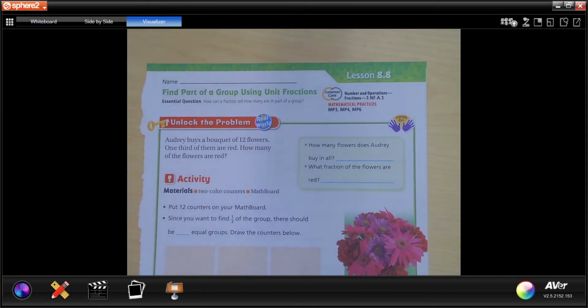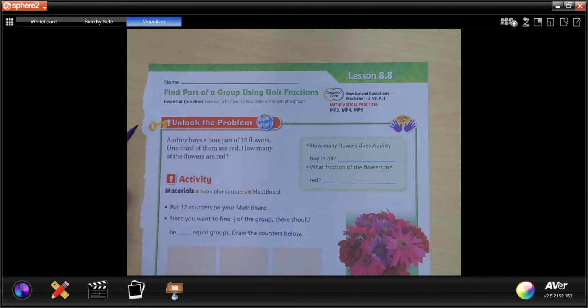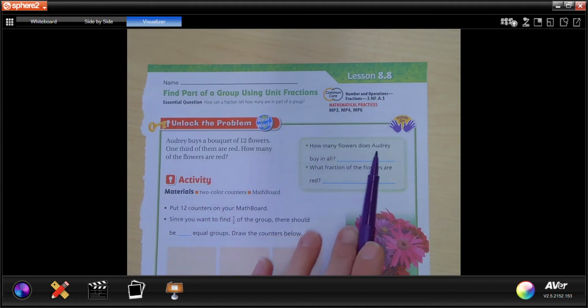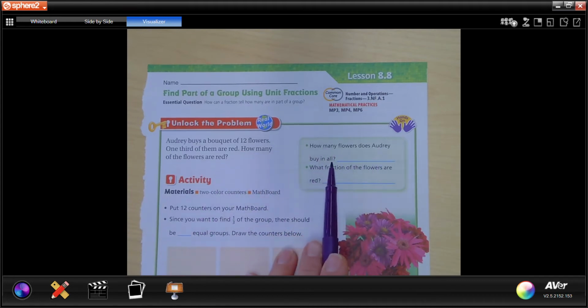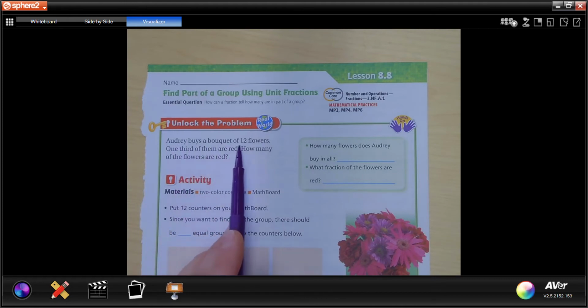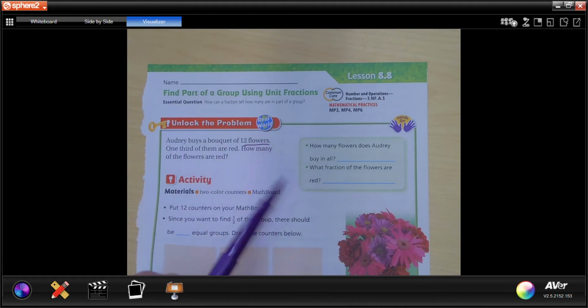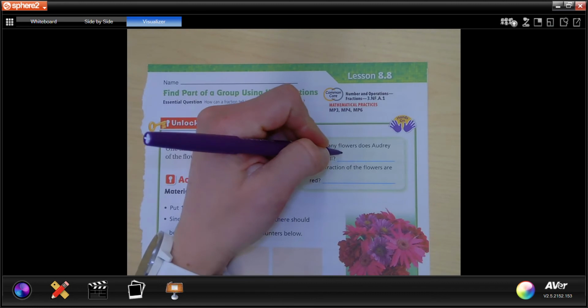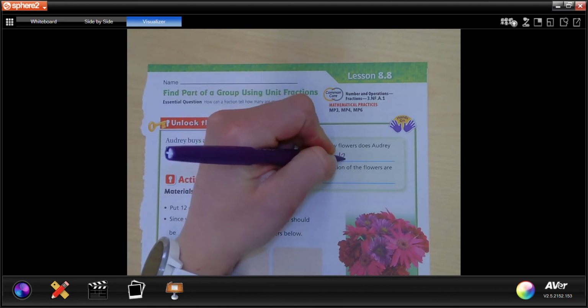So first, we are going to unlock the problem. Aubrey buys a bouquet of 12 flowers. 1/3 of them are red. How many of the flowers are red? Okay. How many flowers does Aubrey buy in all? Well, we know that Aubrey buys a bouquet of 12 flowers. So we are going to write 12 flowers.